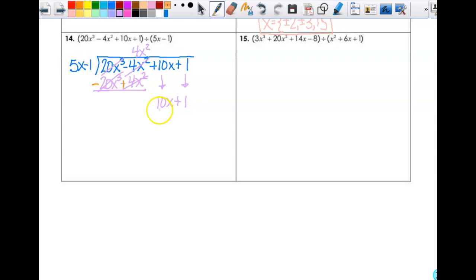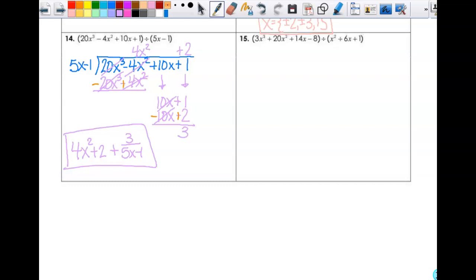5x goes into 10x a positive 2 times. So I'm putting it over there so I know I'm kind of done with that stuff. And I get 10x minus 2. I change the signs. These zero out. This gives me 3. So my answer is 4x squared plus 2 plus 3 over 5x minus 1. And there you go.